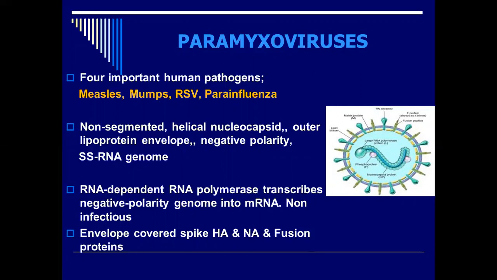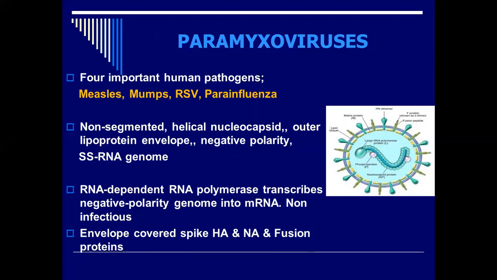Now, because the RNA is negative polarity in case of paramyxoviruses, these viruses are equipped with the RNA-dependent RNA polymerase. And this RNA-dependent RNA polymerase transcribes the negative polarity genome into the mRNA. And because they have the negative polarity RNA, directly this RNA is not infectious. So the negative polarity RNA first has to be changed into the mRNA, and then it will be translated into the proteins.